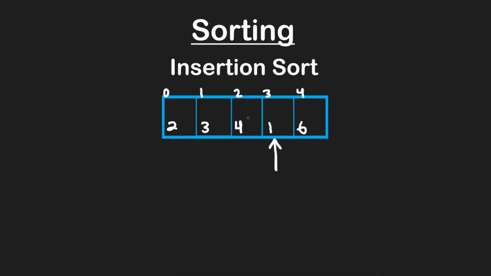This is why it's called insertion sort, because we're taking one value and inserting it into a sorted array. So let's see what the algorithm does in this case. First, we're going to compare 1 to 4. Is 1 greater than or equal to 4? It's not.